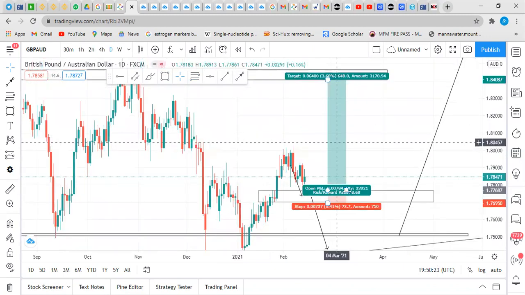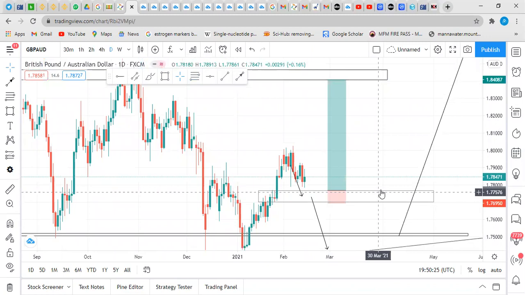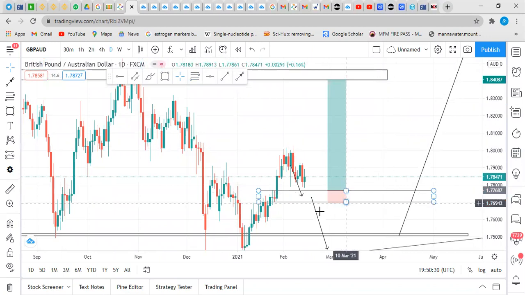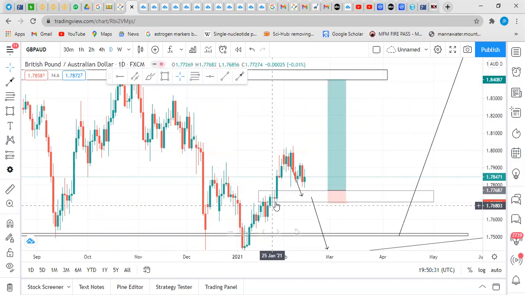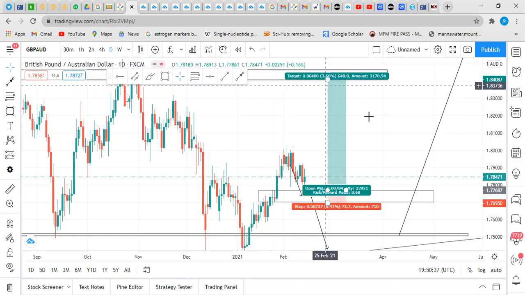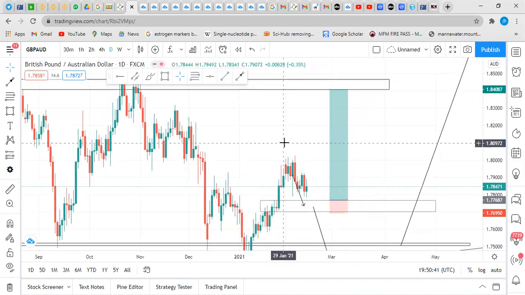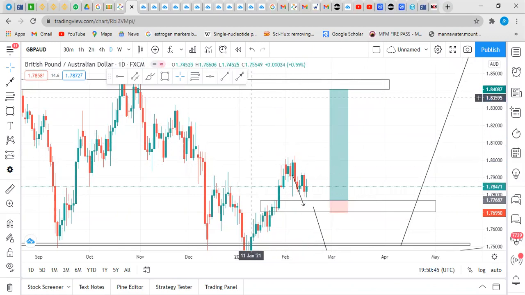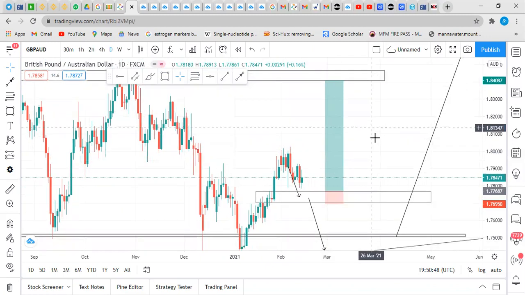So we set a pending order at 1.77687, and our stop loss is below this candle here, and that is at 1.786950. And our target profit is up here. So we need to be patient enough for markets to come our way. We don't chase markets, we allow markets to come to us.